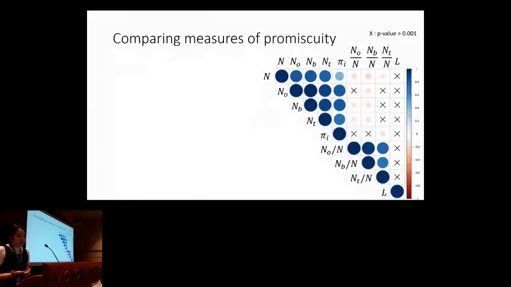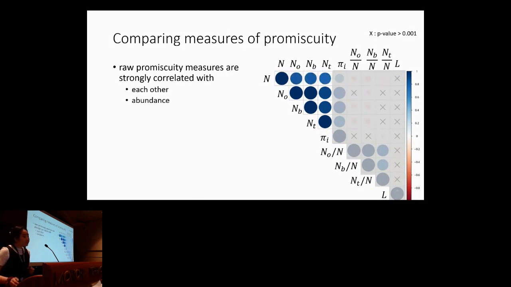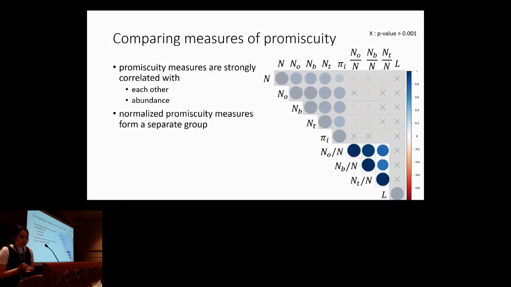So to assess the agreement between those various measures, we calculated pairwise Pearson correlation coefficients. And we can see the correlation matrix shows those promiscuity measures form 2 different groups. We observe that all raw promiscuity measures are strongly correlated with each other and with abundance. The normalized promiscuity measures are not correlated with the raw promiscuity, which suggests that the raw promiscuity measures are evidence of abundance rather than an elevated propensity for forming different combinations.